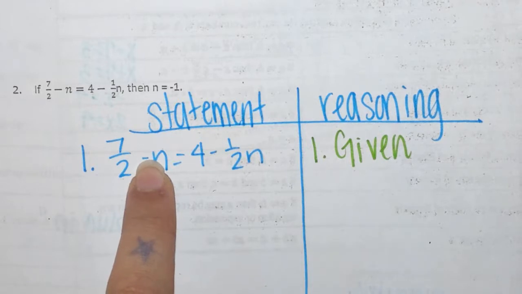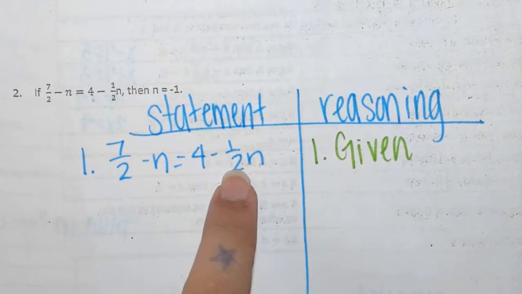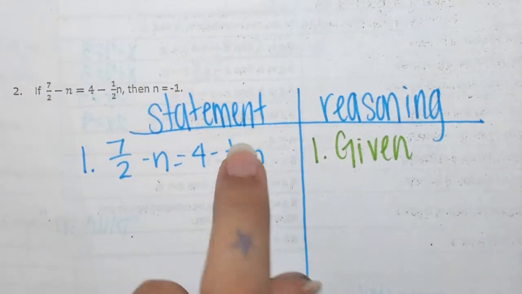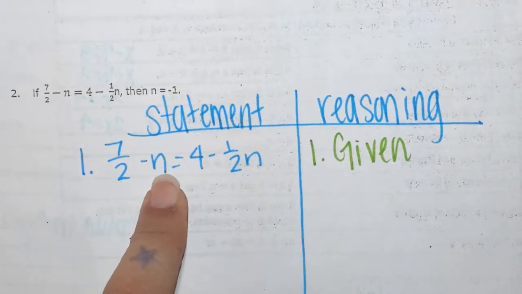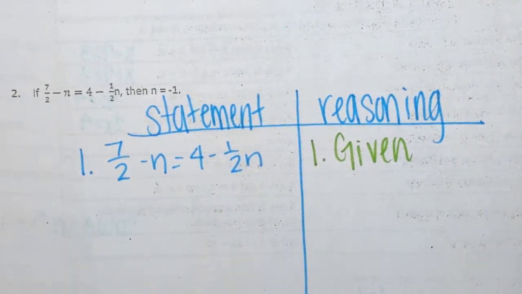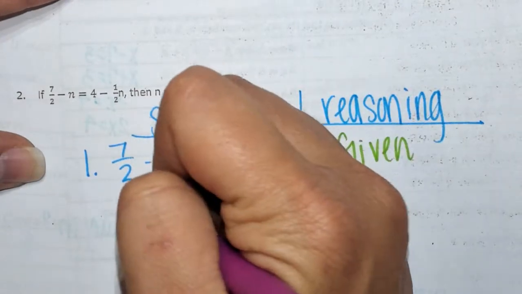You take the 7. Can I just take 7 over? No, pumpkin. I want you to tell me how to move this negative 1/2 n over here. Combine them. Baby, it's a negative. What's the opposite of negative? Look at you go. Fantastic. So everybody, add 1/2 n to both sides.